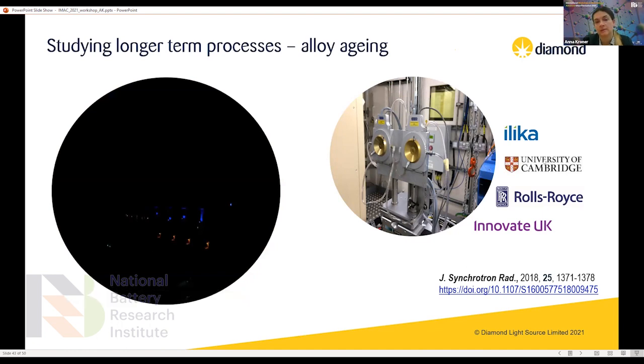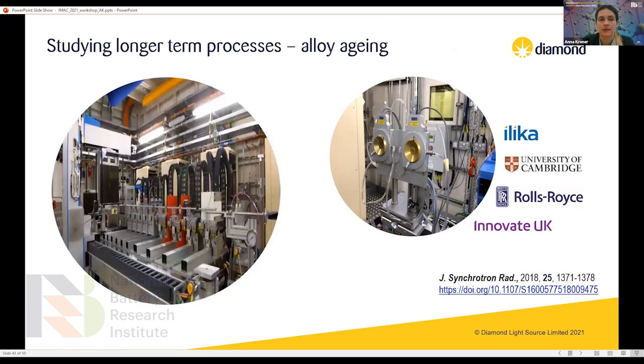We had quite a successful collaboration between Rolls-Royce and Leica and University of Cambridge, where they were interested in the alloy aging using the Lincoln cells.